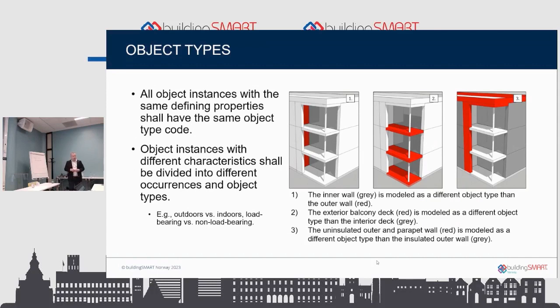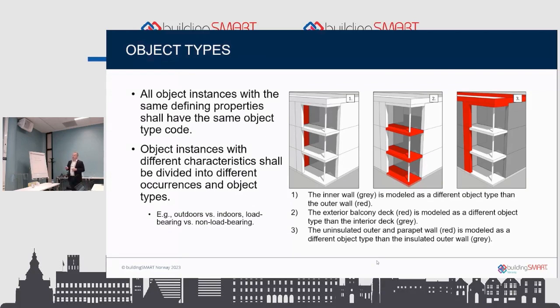Another very important part is about identification. All objects or instances of an object that have the same defining properties have to have the same object type code and should be identified as the same type. This is very important, for example, for communicating between designers and contractors, so contractors easily know how many occurrences of this type there are for cost analysis.